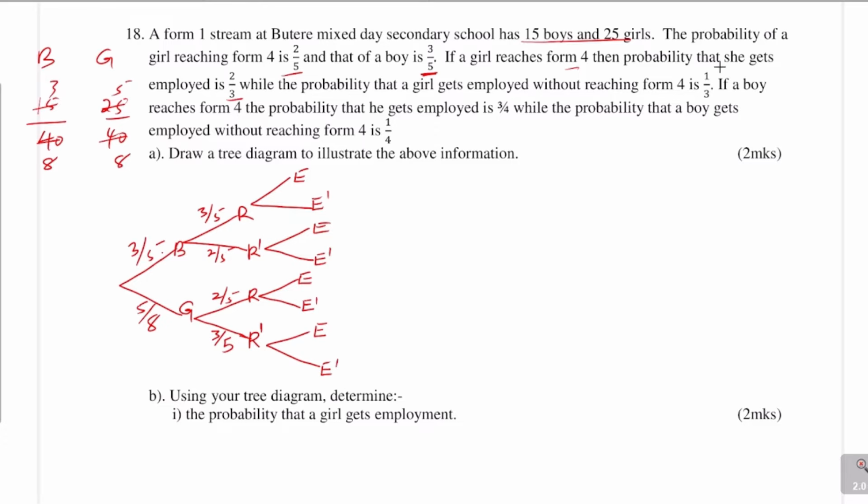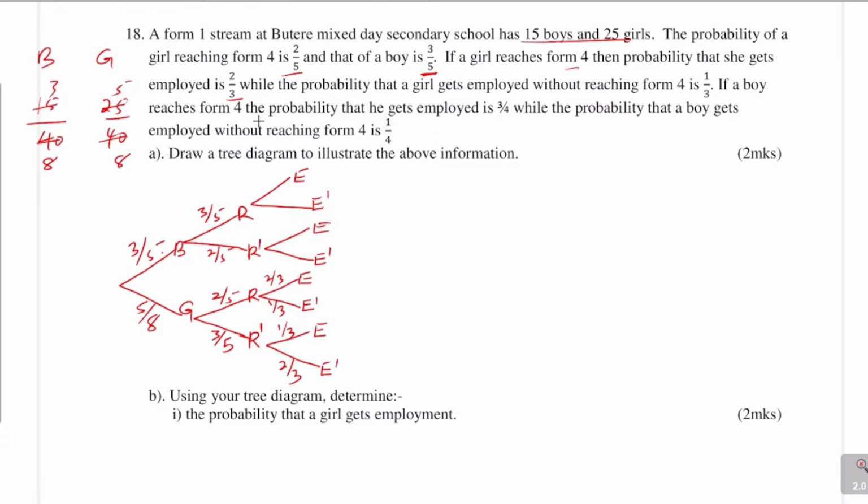If a girl reaches Form 4, the probability that she gets employed is 2/3. Reaches Form 4 is given by this branch here. Girl reaches Form 4, the probability she gets employed is 2/3, so not getting employed will be a third. Then the probability that a girl gets employed without reaching Form 4 is a third. Without reaching Form 4 for a girl is given by this branch, R prime. So that one will be a third, and this one will be 2/3.